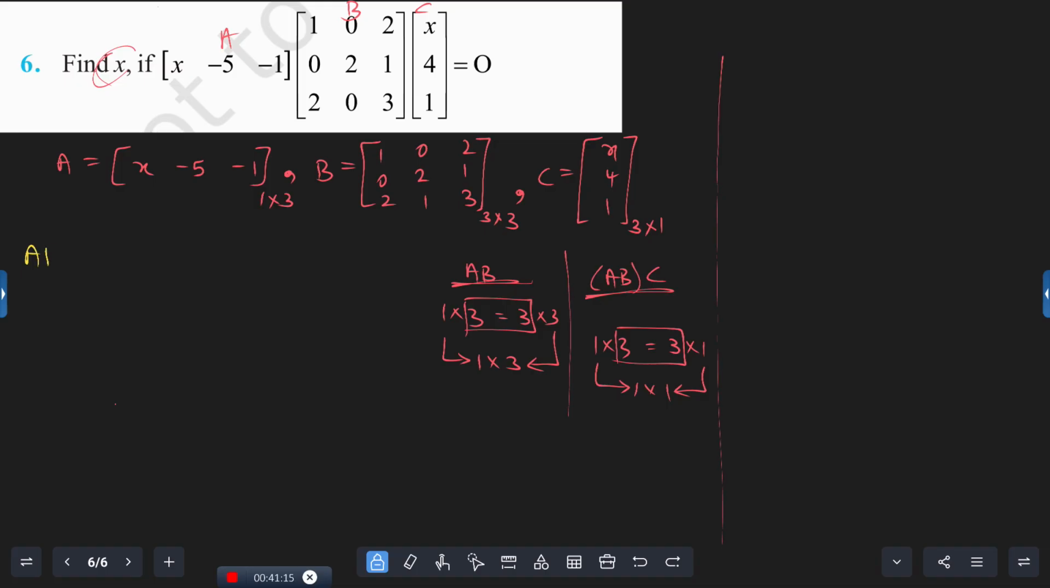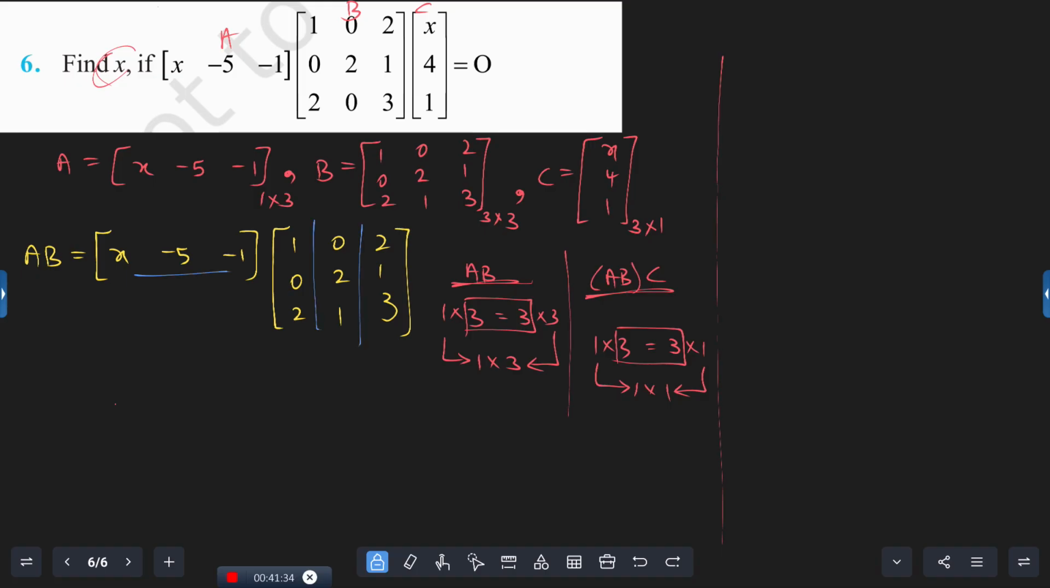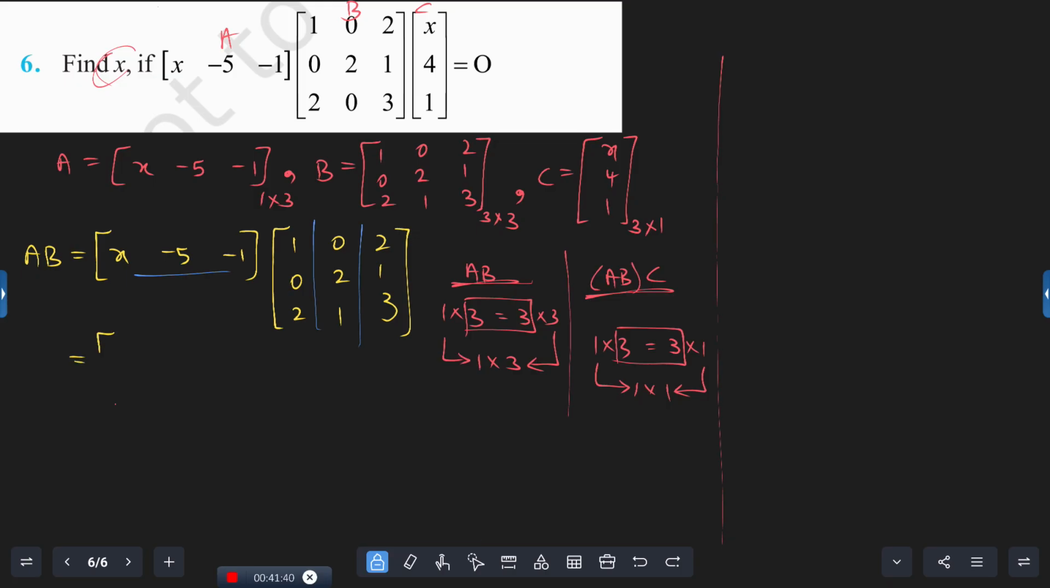Okay, first AB matrix product. A matrix x minus 5 minus 1. Okay, next B matrix is a square matrix. Right? Don't forget to do the work row with column. There is one row and 3 columns. Then just directly we have to add. That's it. Okay.